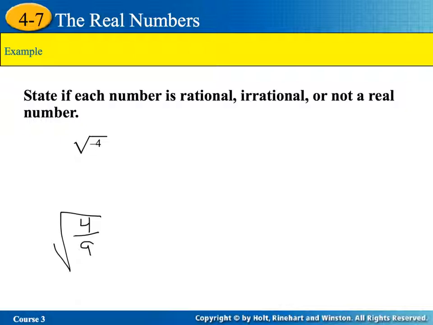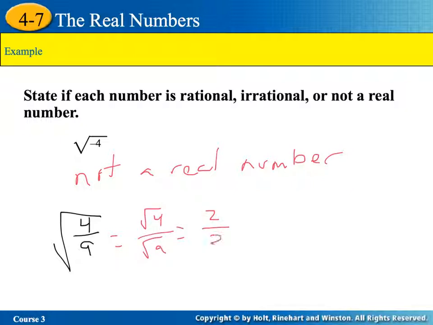No. Why not? It is not a real number. Remember, we cannot come up with a square root of a negative number. It's not a real number. Next one. What is the square root of 4/9? Well, we need to take the square root of 4 over the square root of 9, which is 2 over 3. Is that a rational number? It can be described as a fraction. It is a rational number. Rational.